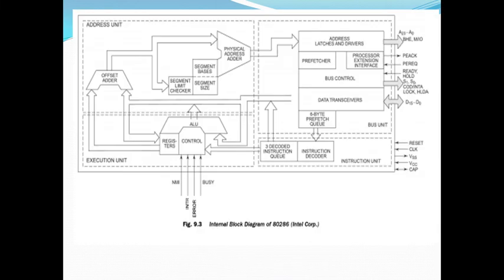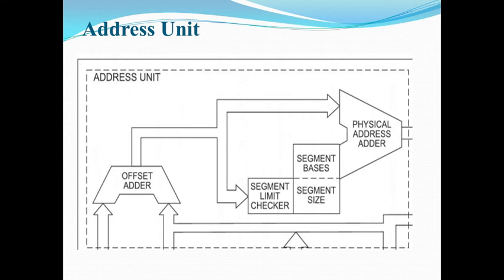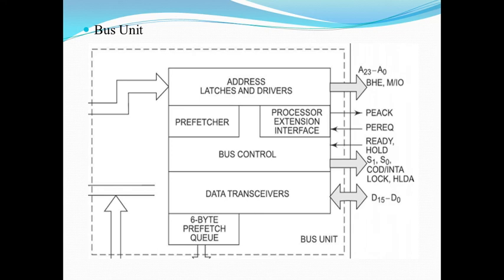And next, the complete architecture figure, which is divided into 4 sections. Address unit, which is responsible for calculating the physical address. Bus unit, responsible for fetching the instructions and fetching the data and for communicating with other processors or co-processors.